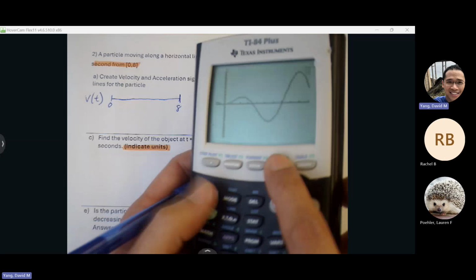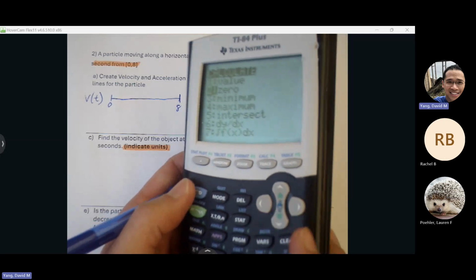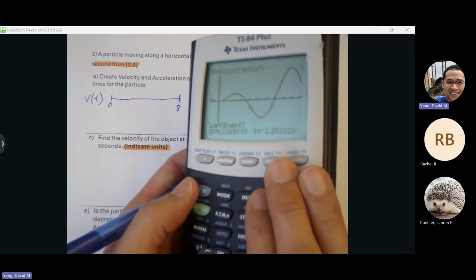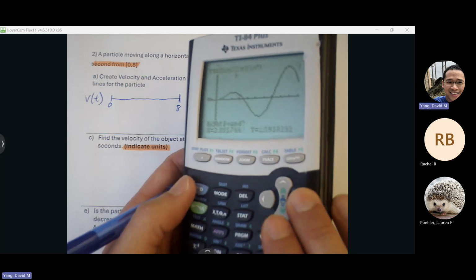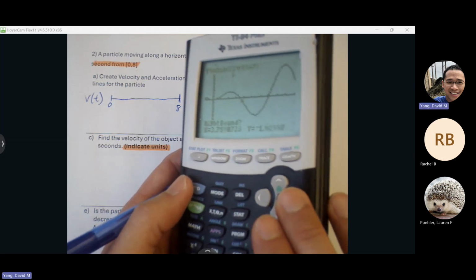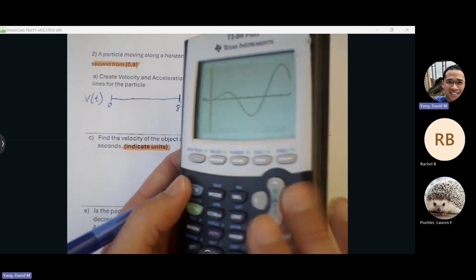So looking for x-intercepts here. Second trace, select 0. I'm going to pick a point to the left of my x-intercept, hit enter. Pick a point to the right of my x-intercept, hit enter. Hit enter a third time.